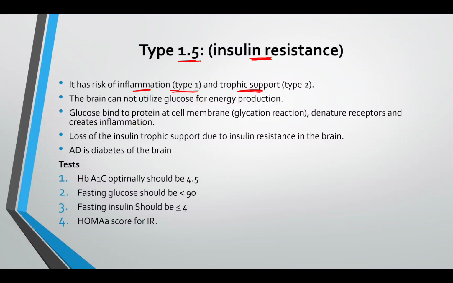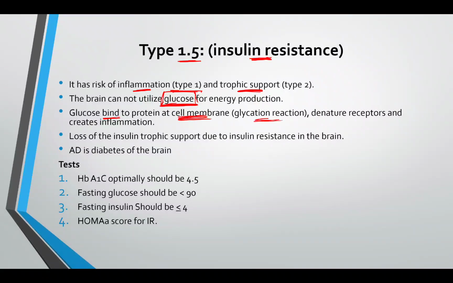So where does the inflammation come from? Glucose. The brain of Alzheimer disease cannot utilize glucose for energy production. That's why this helps the cell die, because there is no source of energy for the cell. There is no food for the cell to live. When glucose is present in the environment of brain cells, what does it do? It binds to the proteins in the cell membrane.